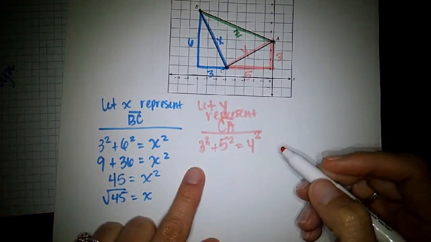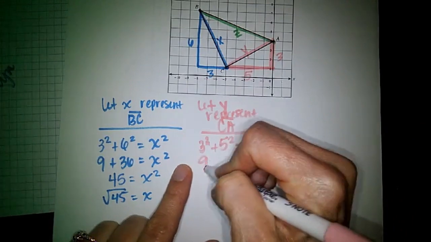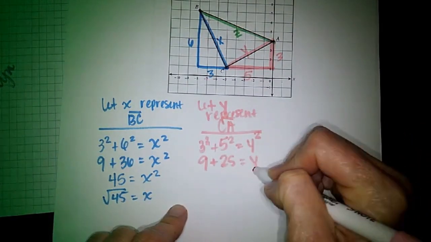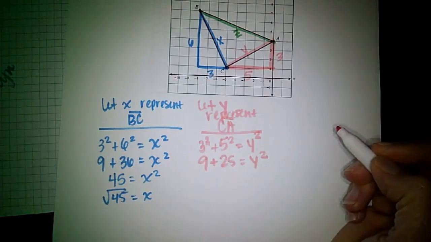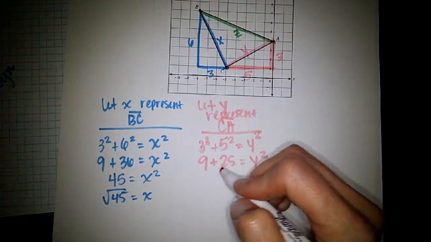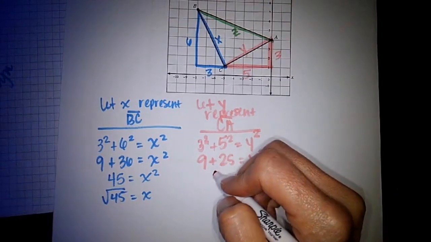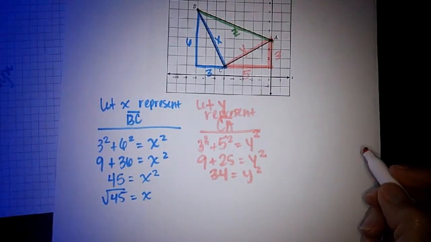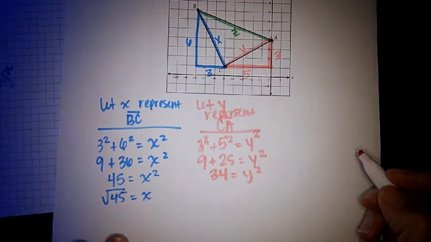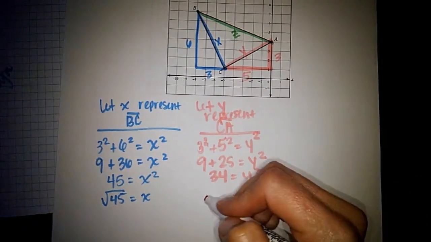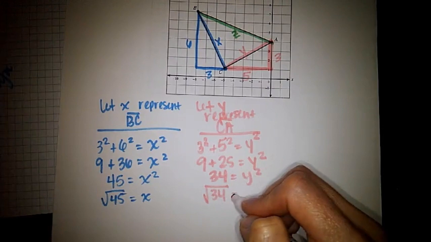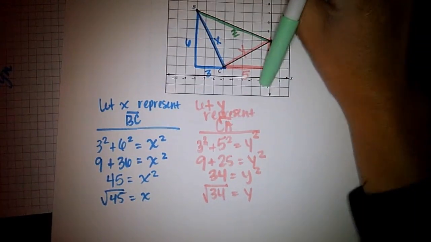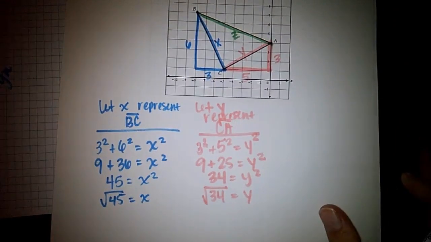What's 3 squared? What's 5 squared? Equals Y squared. What's 9 plus 25? What is it? Am I done? No, what must I do? Find the square root. Okay, are we done with all of them? No.